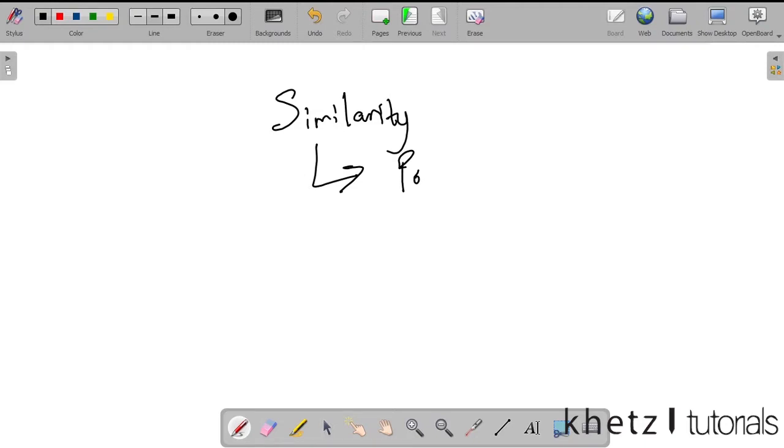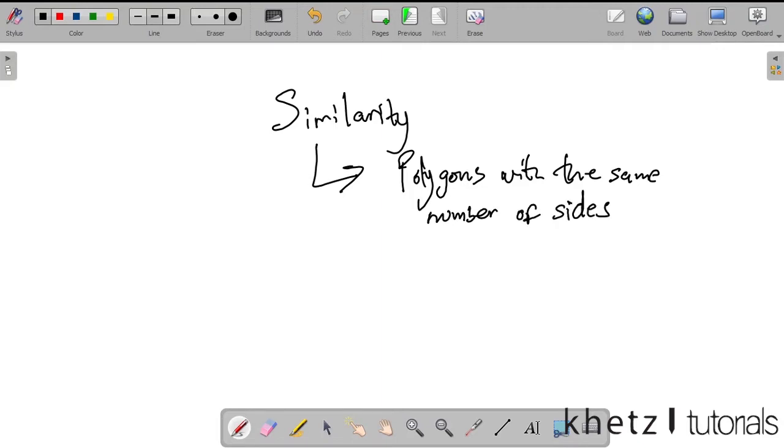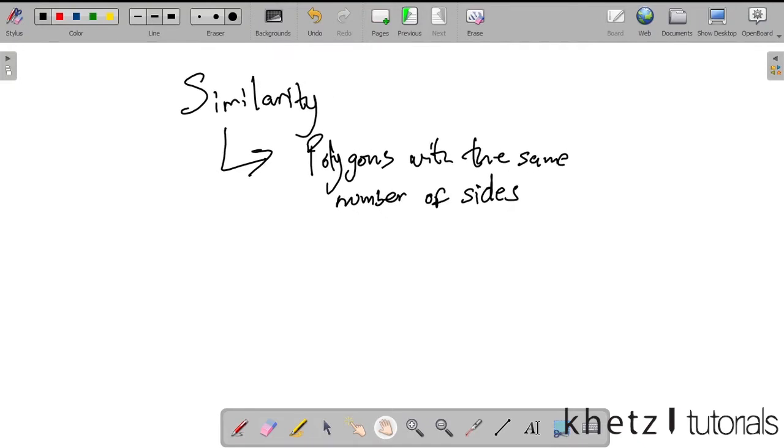We say that polygons or shapes are similar. So polygons with the same number of sides. From the get-go, you can see that we can't say a triangle is similar to, let's say, a square, because they don't have the same number of sides. So only do this comparison when we have polygons with the same number of sides.